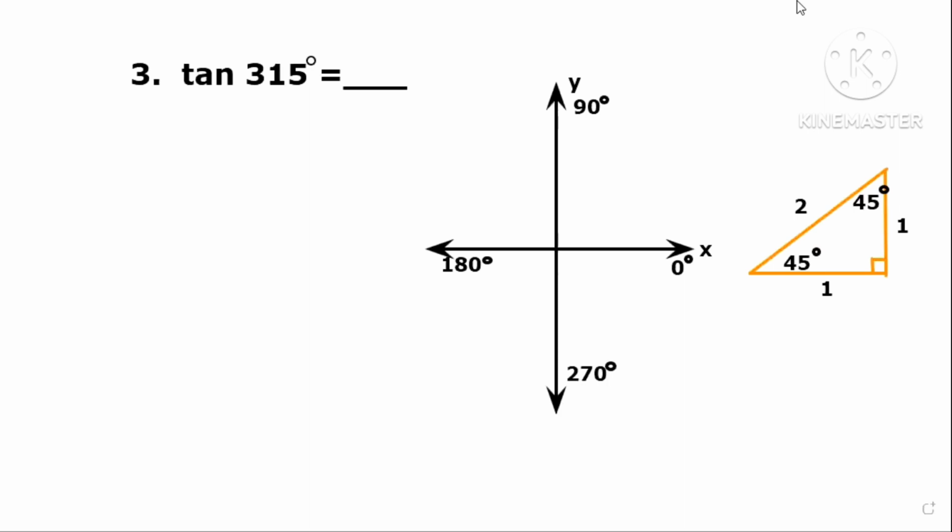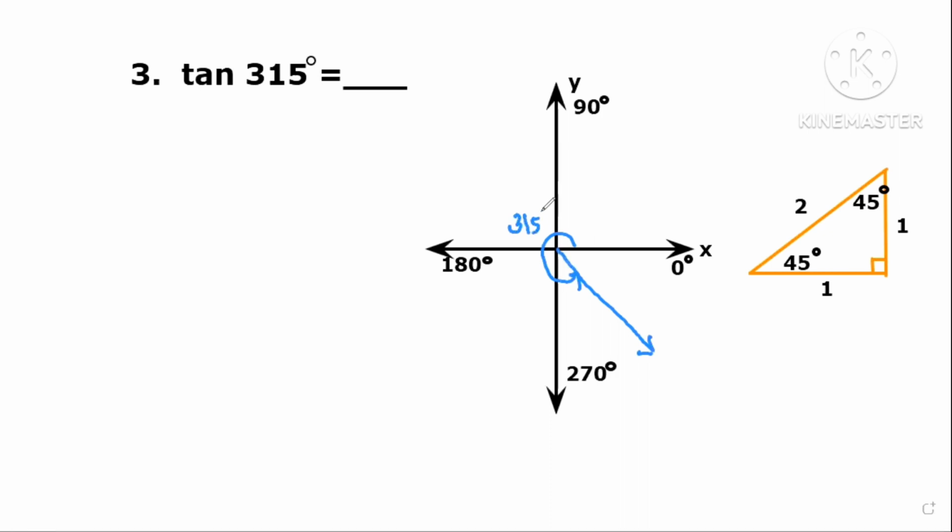Okay, number 3, tangent of 315 degrees. So again, let us locate 315 degrees. 315 degrees is somewhere here in the fourth quadrant, no? Why? Because 315 is 270 plus 45. So nandito po siya sa gitna, no? Gitna niyan ay 45 degrees. So from this point up to this point is 315 degrees.